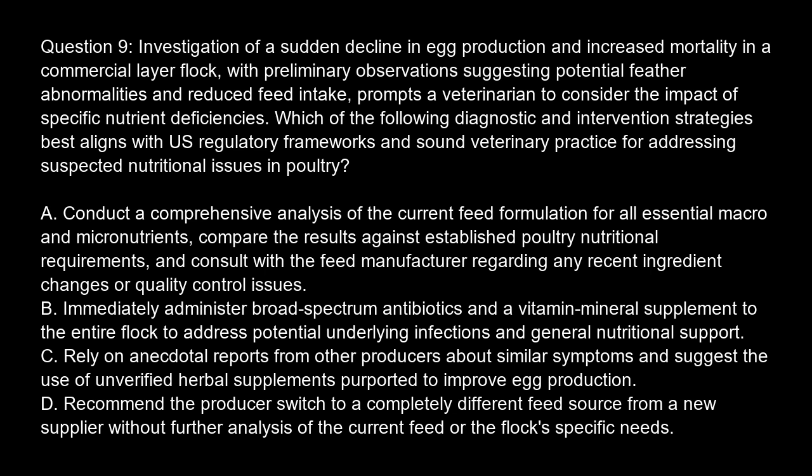Option B. Immediately administer broad-spectrum antibiotics and a vitamin-mineral supplement to the entire flock to address potential underlying infections and general nutritional support. Option C. Rely on anecdotal reports from other producers about similar symptoms and suggest the use of unverified herbal supplements purported to improve egg production. Option D. Recommend the producer switch to a completely different feed source from a new supplier without further analysis of the current feed or the flock's specific needs.